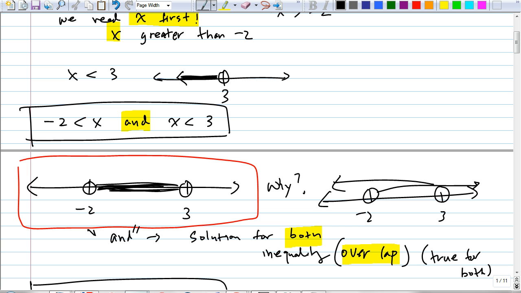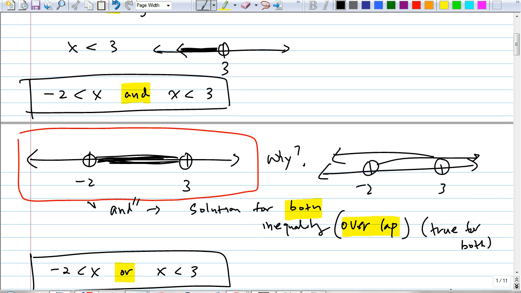Look, do they overlap at -2? No. One of them is open, even though the other one kind of goes over it. It doesn't overlap, does it? Same at 3. Does that make sense, guys? So they don't overlap, so that's what we get. Any questions? So when I have the word "and" in the middle, I want the solution for both.